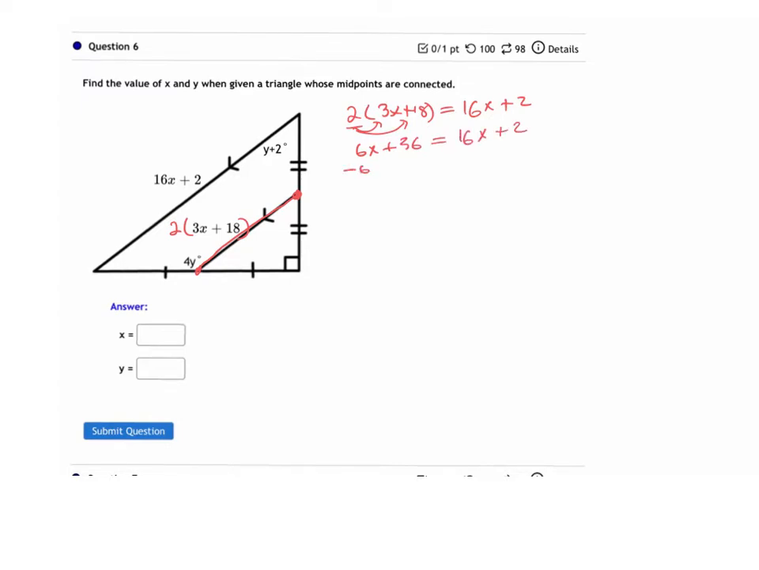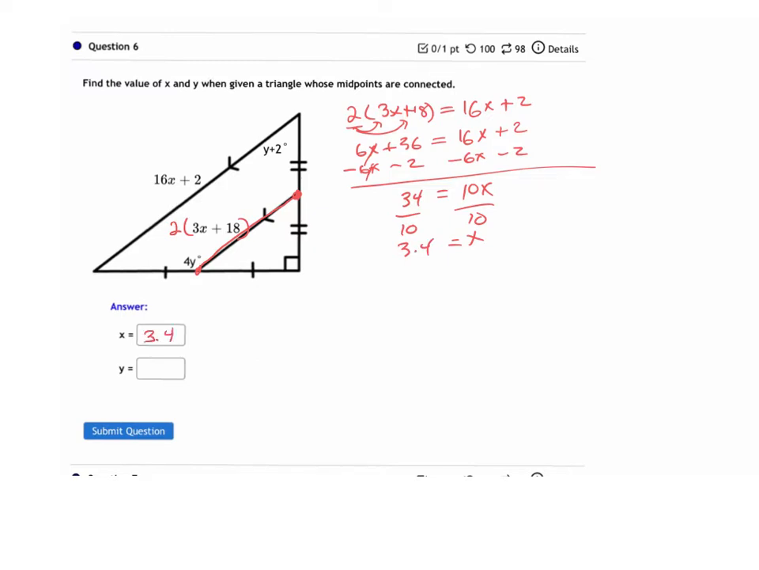So now I'm going to subtract 6x from both sides, and I'm going to subtract 2 from both sides, and I'm going to end up with, on this side, 34 is equal to 10x. Divide by 10, and x equals 3.4. So that's how we find x.